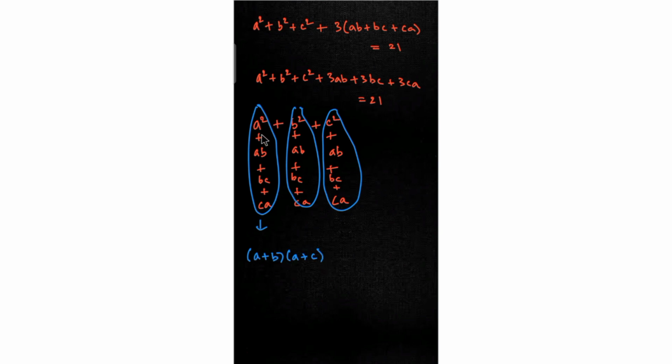So basically how did I get there? a square plus ab is basically a of a plus b. Or you could even take it in this way, a square plus ca is a of a plus c, and ab plus bc, you can just take b common, b of a plus c. So now you have got a plus c into a plus b.